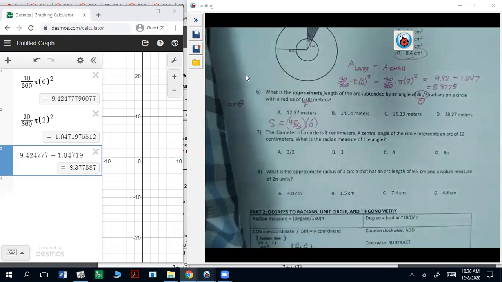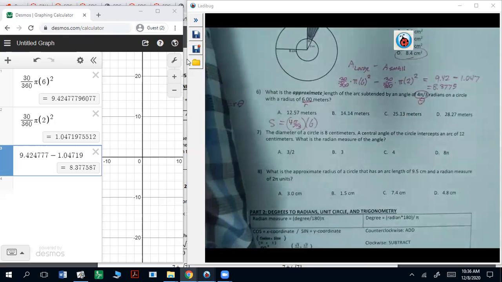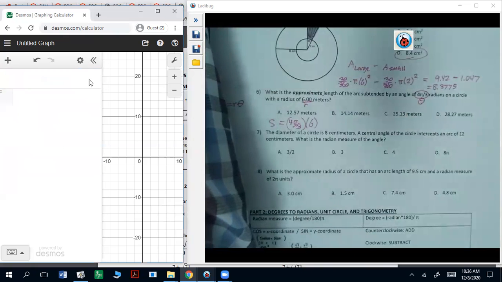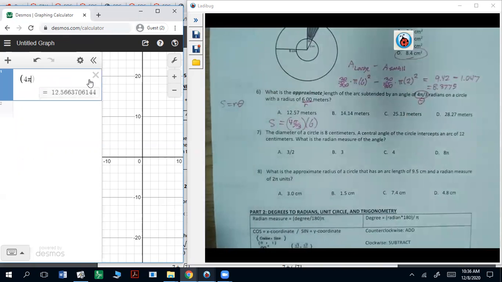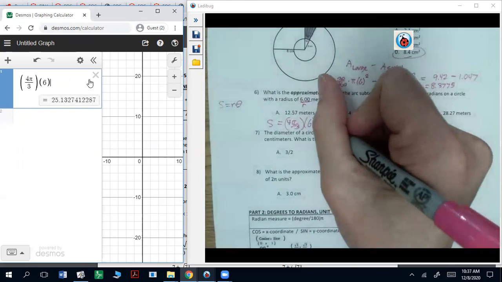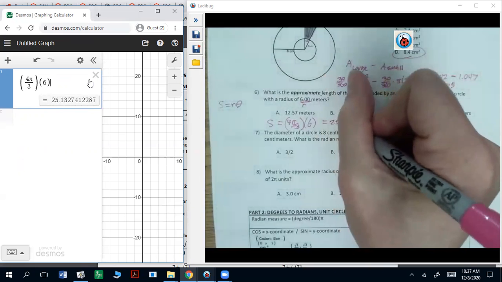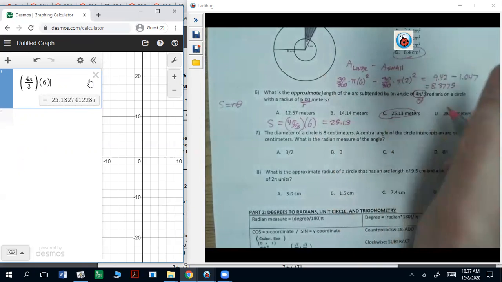So we can do that right in the calculator. That gives us 25.13. So that's going to be your arc length.